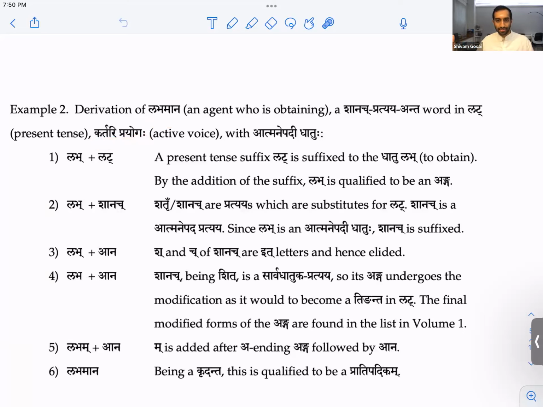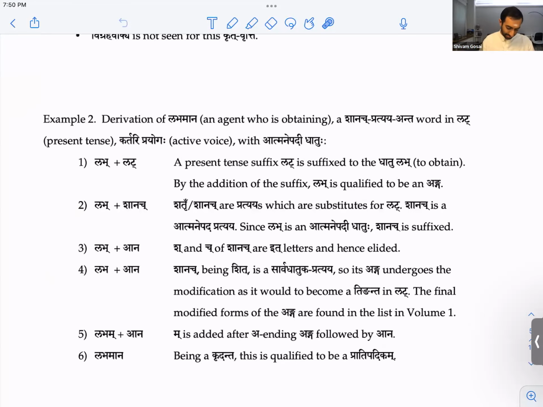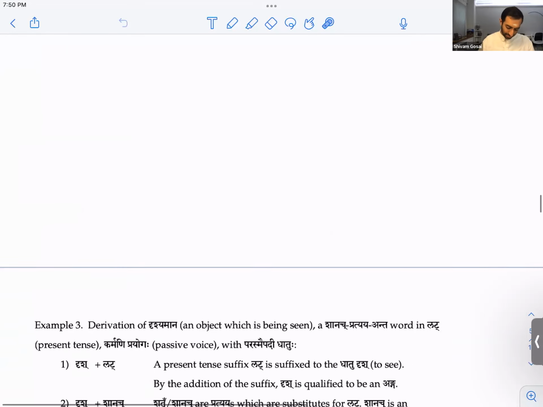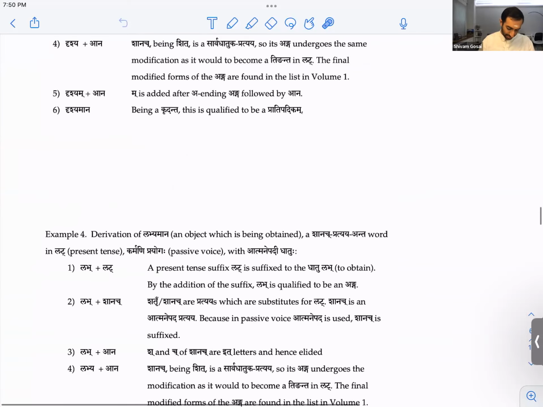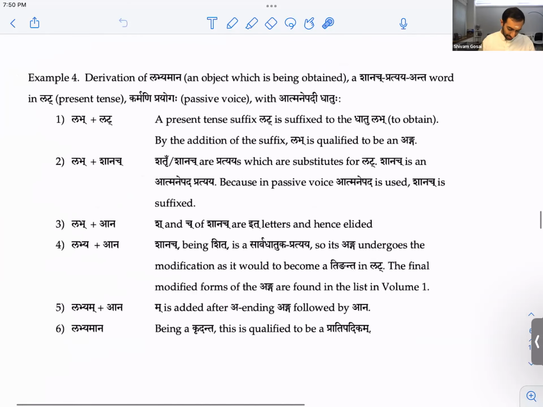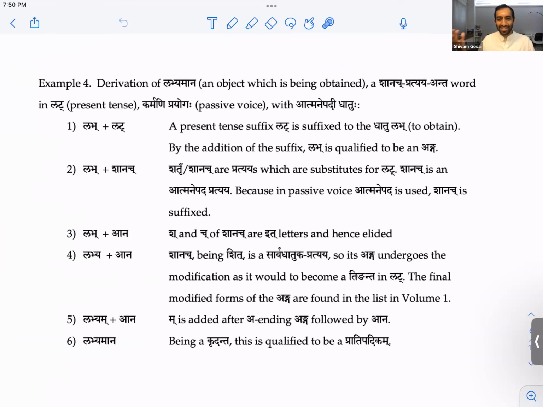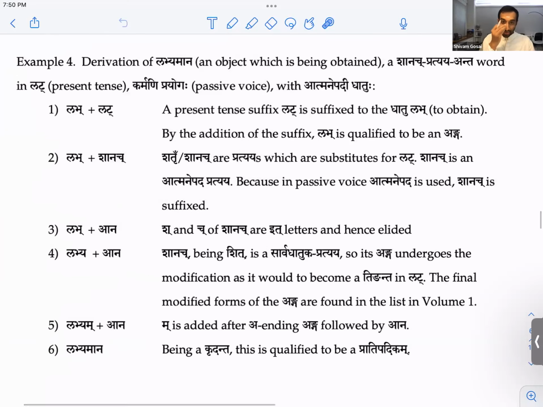Labhyamana. Oh, here's that example, actually, of what I just said. What I just said is being made here. So we saw Labhamana earlier. Now here's Labhyamana. Okay, so Lab, we can add it in Kartri and it means the karta, the one who is obtaining. But now we're doing Karmani, so it's the object which is being obtained.